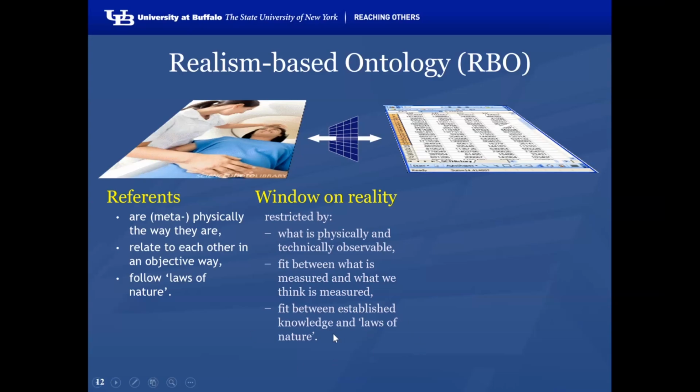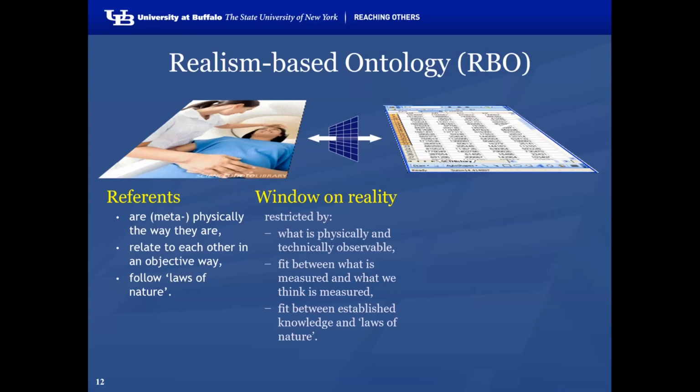The last restricted thing is the fit between established knowledge and laws of nature. Whenever you make a discovery or invent something, it must fit with what you already know. The problem is, of course, that you can never demonstrate that what we think we know is actually correct. So it might be that the knowledge that you have about reality needs to be changed regularly as well.